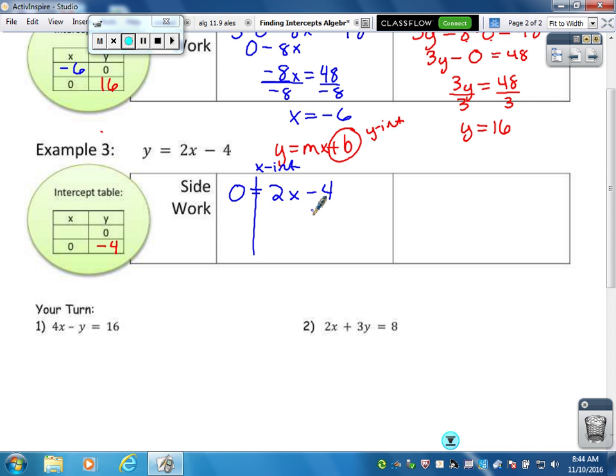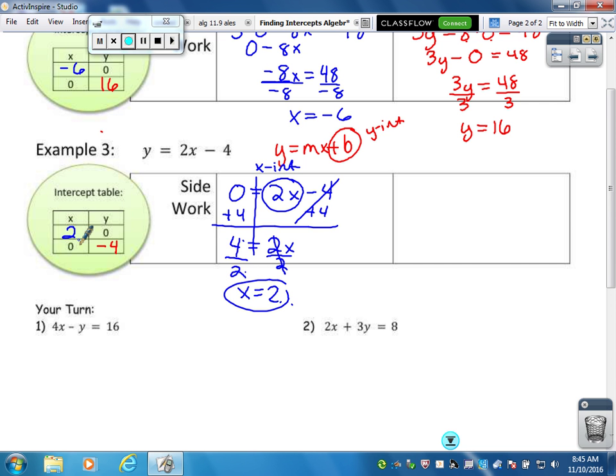Now I've got a two-step equation, and I've got to solve for the 2x right here. So I need to add this 4 to the other side. It's gone. I've got 0 plus 4, which is 4, and that is equal to 2x. So the last step, divide by that 2, and you find that x is also equal to 2. So this canceled. 4 divided by 2 is still 2. So my x-intercept is 2.